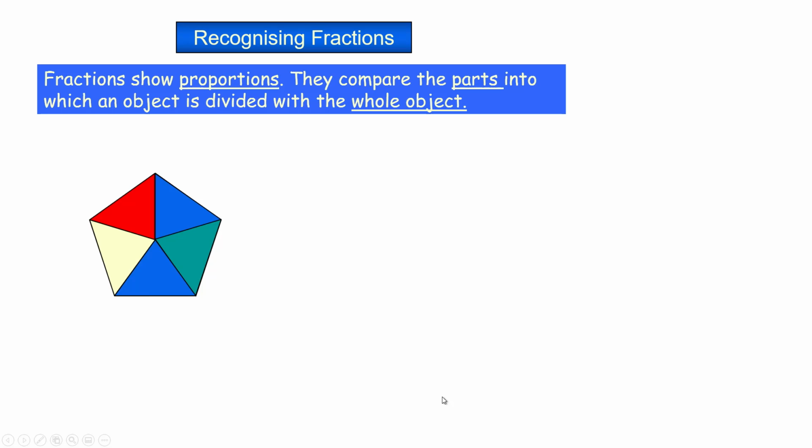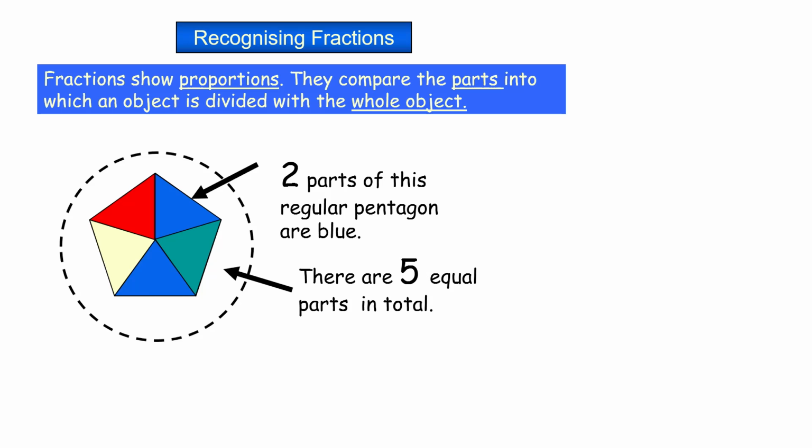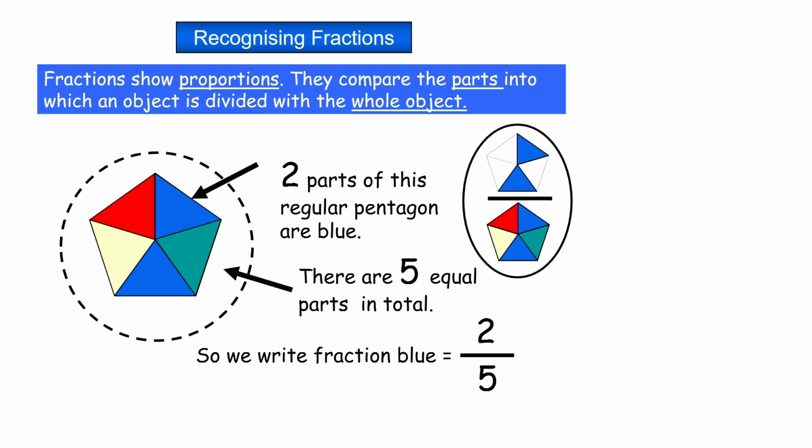Got another object here, pentagon. It's got 5 different parts to it, equal parts. Okay, if we're looking at the blue parts, 2 out of the 5 altogether are shaded blue. So we can say our fraction that's shaded blue is 2 out of 5. Okay. And you can see from the diagram, 2 parts out of a total of 5 parts are shaded blue.